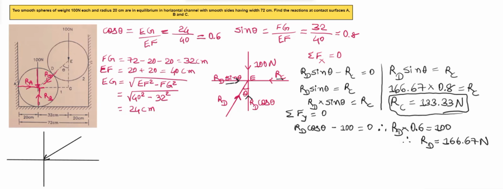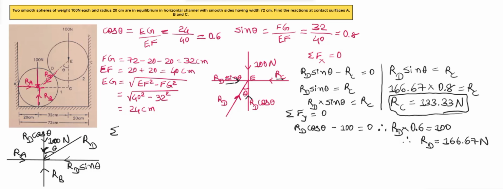Here this is RD. Then this will be 100 Newton. This is RA, and here we are having RB. We'll resolve RD into components. This angle is theta. The adjacent side to theta will be RD cos theta. Here we'll write this as RD cos theta, and this will be RD sin theta.